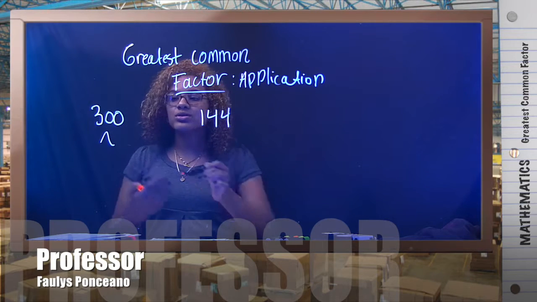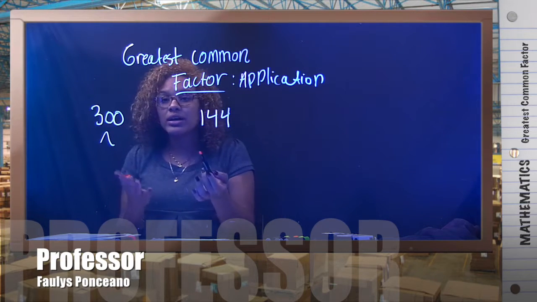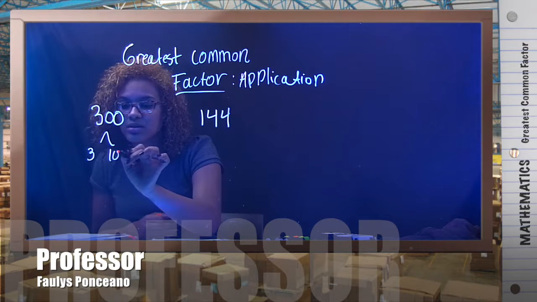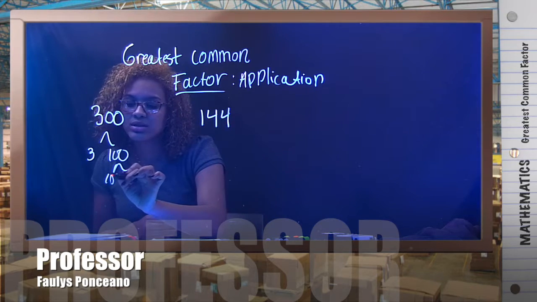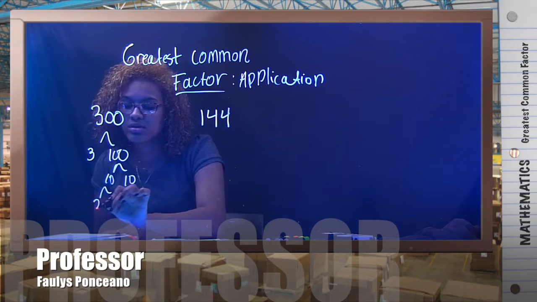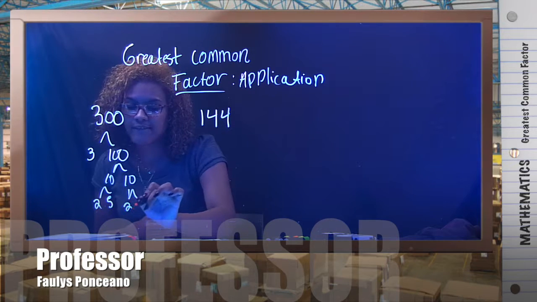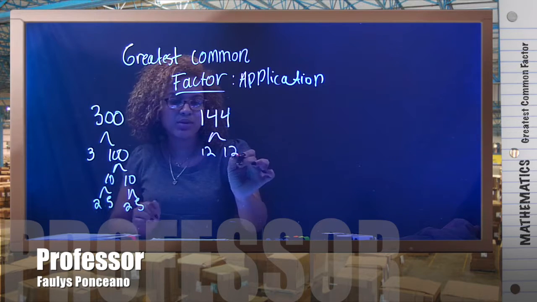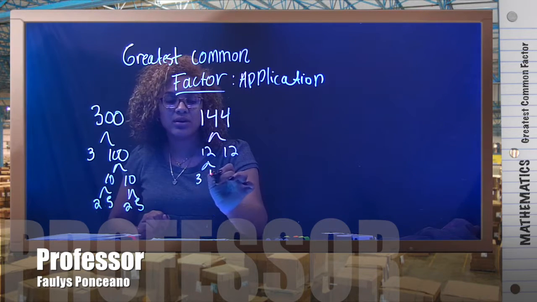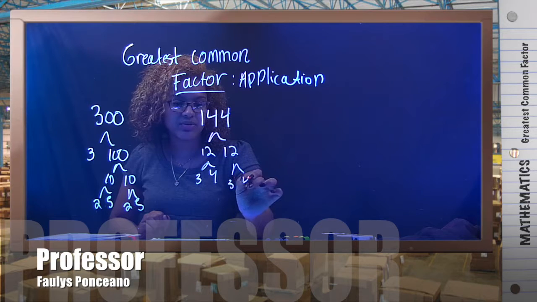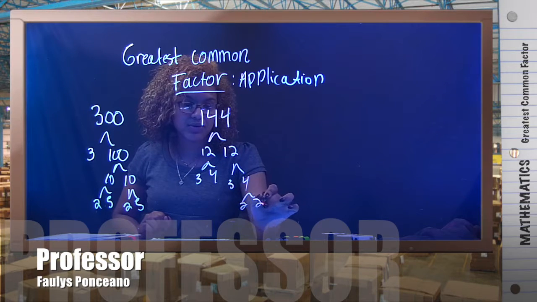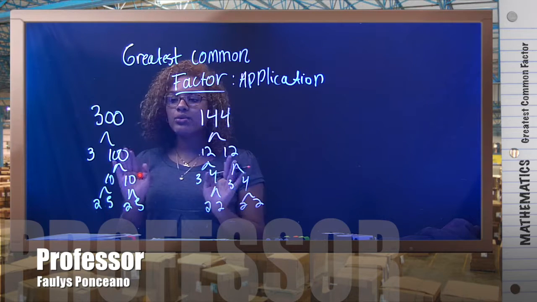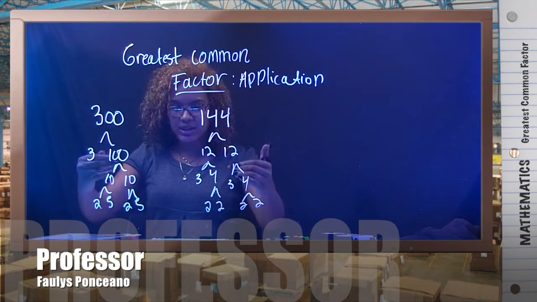So, as always, you can say 2 times what gives me 300, but the easiest is to say 3 times 100, 10 times 10, 2 times 5. For 144, we can say 12 times 12, 3 times 4, 3 times 4, 2 and 2, 2 and 2, right? Now we have done our factorization.